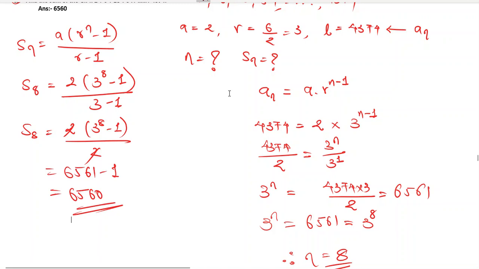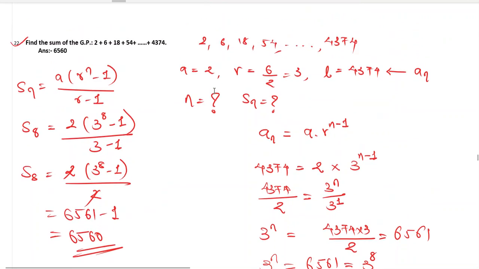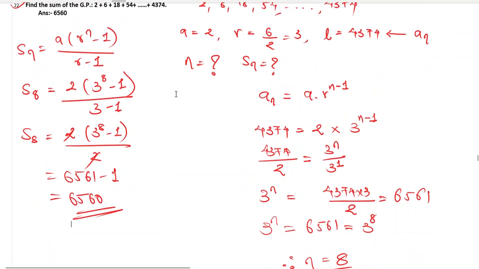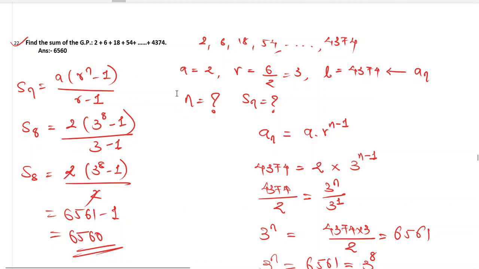So in this question, what is the different thing which we have done? The thing which is little different from all the other sums is that the last term was given, that was the nth term, and then we found the value of n, and then we found the sum of n terms. Okay, that was question number 18. Let's move to question number 19.